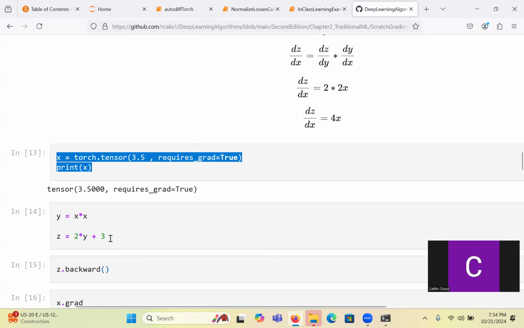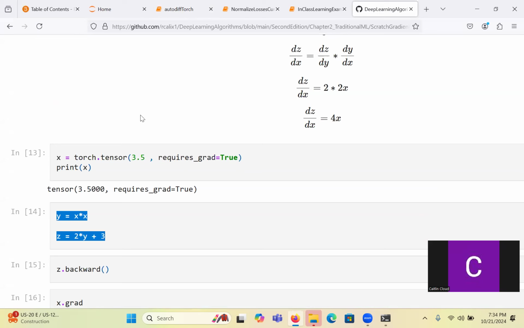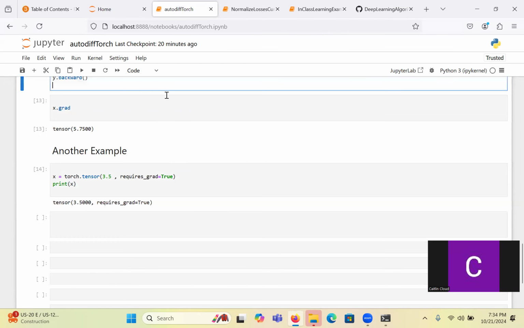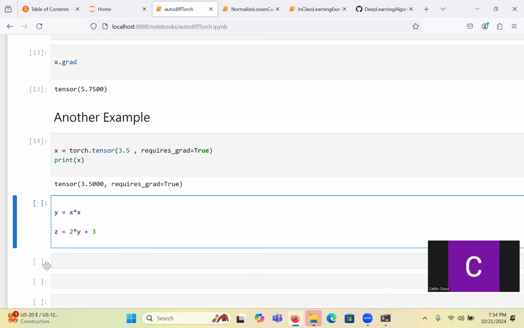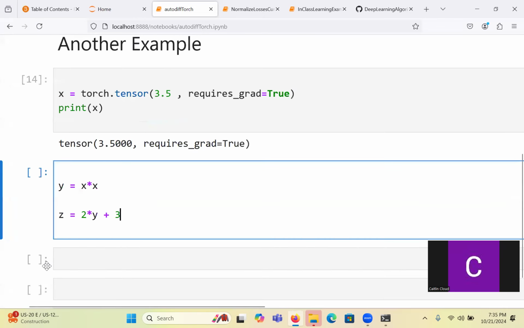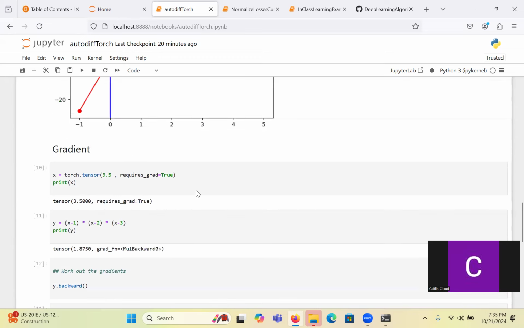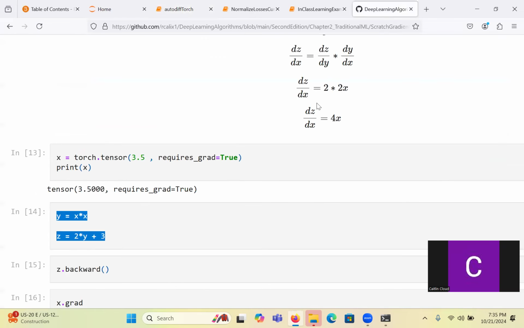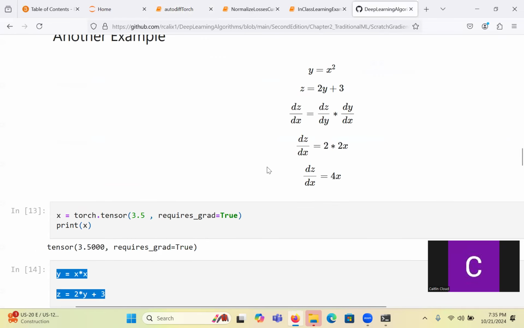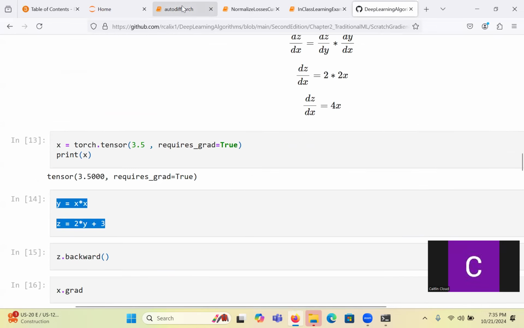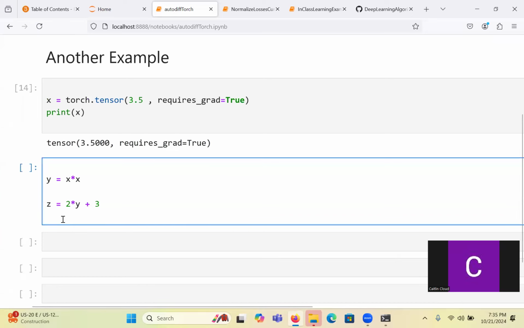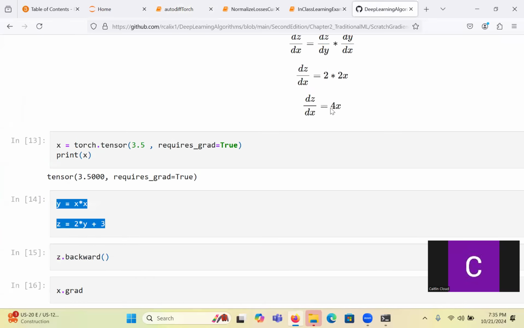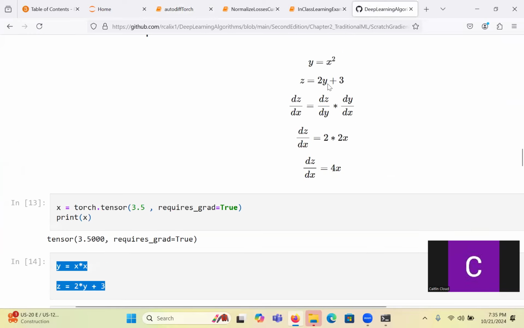So now I have my function. If you look over here, this one's a little bit more complex. You can see y equals x times x, well, that's just x squared. And then z equals 2 times y plus 3. So that should be this one, 2y plus 3.